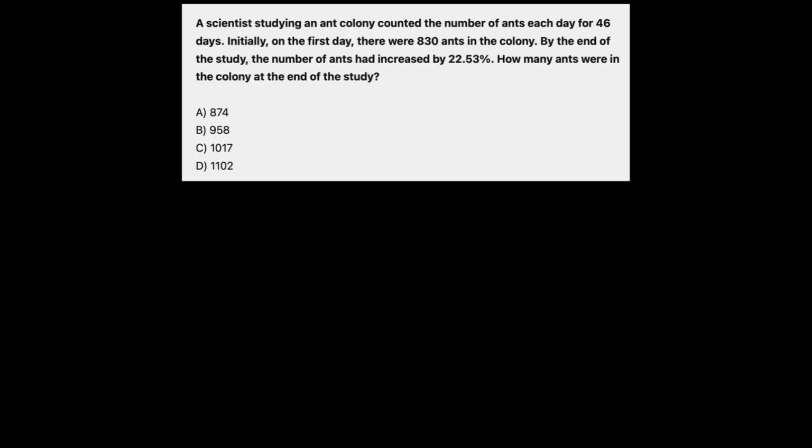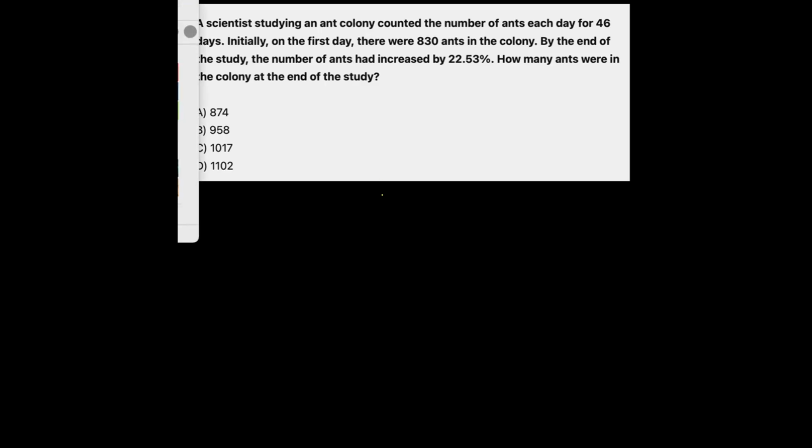And now we're moving over to a different question type because we're not being asked what we would multiply the number by, but we're being asked what the final number is going to be. But it's just kind of a twist on the same idea. So let's read the question. A scientist studying an ant colony counted the number of ants each day for 46 days. Initially, on the first day, there were 830 ants in the colony. By the end of the study, the number of ants had increased by 22.53%. How many ants were in the colony at the end of the study?